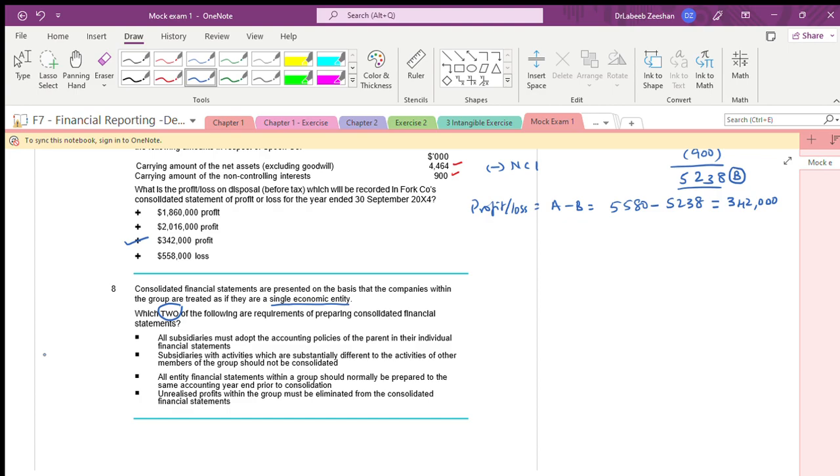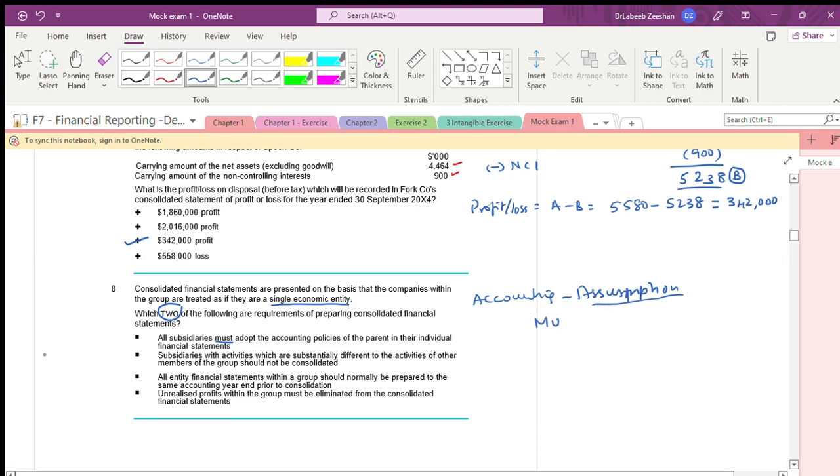All subsidiaries must adopt the accounting policies of the parent in their... see, there is no condition. "Must" is not there. Accounting is based on assumptions, right? You should never use "must" in a statement like "all subsidiaries must adopt."